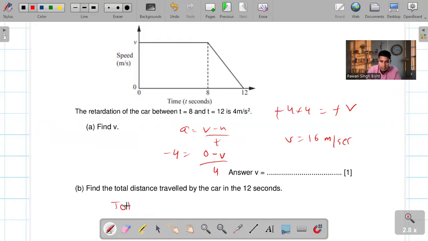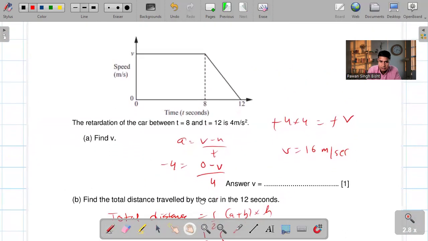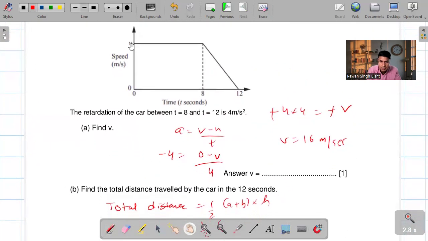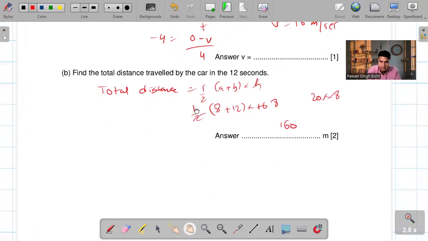Now find the total distance traveled. To find total distance traveled, you know what you have to do. It is a trapezium, so half times a plus b times h. A and b are the parallel sides. From here until here, it's 8 plus 12, times height 16. Half cancels with 2, 20 times 8 is 160 meters.